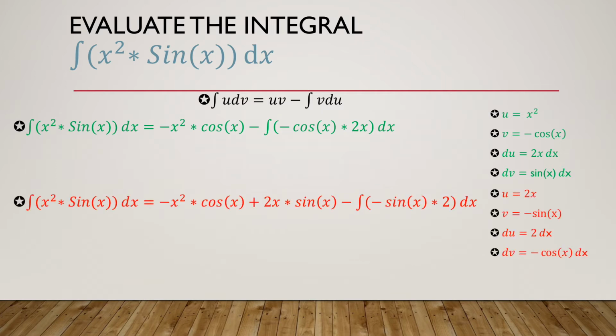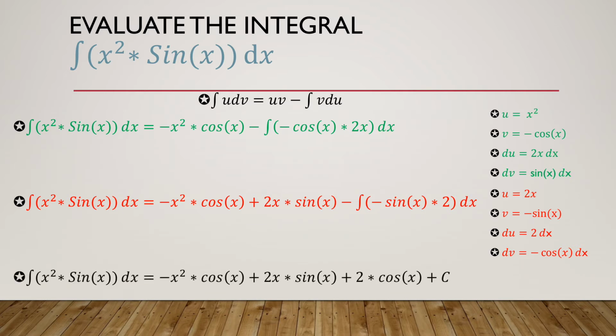Since we still have two functions in the integral, it's required for us to do integration by parts again. This time we'll be using 2x for u and dv will be negative cosine x dx. After performing integration by parts twice, the answer to our integral is negative x squared times cosine x plus 2x times sine x plus 2 times cosine x plus a constant.